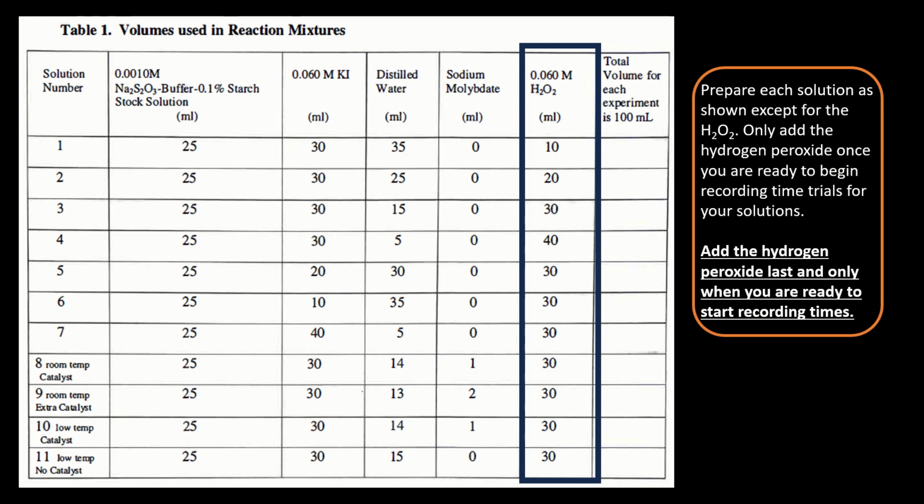And for the trials where you're going to be cooling the solutions in an ice water bath, you'll cool the solution with everything besides hydrogen peroxide in it, and then you will also, in a separate beaker, cool a little portion of hydrogen peroxide for just that solution. And so to reiterate, prepare these solutions as shown except with hydrogen peroxide, and then only add that last component when you are ready to record the time trial for that specific solution.